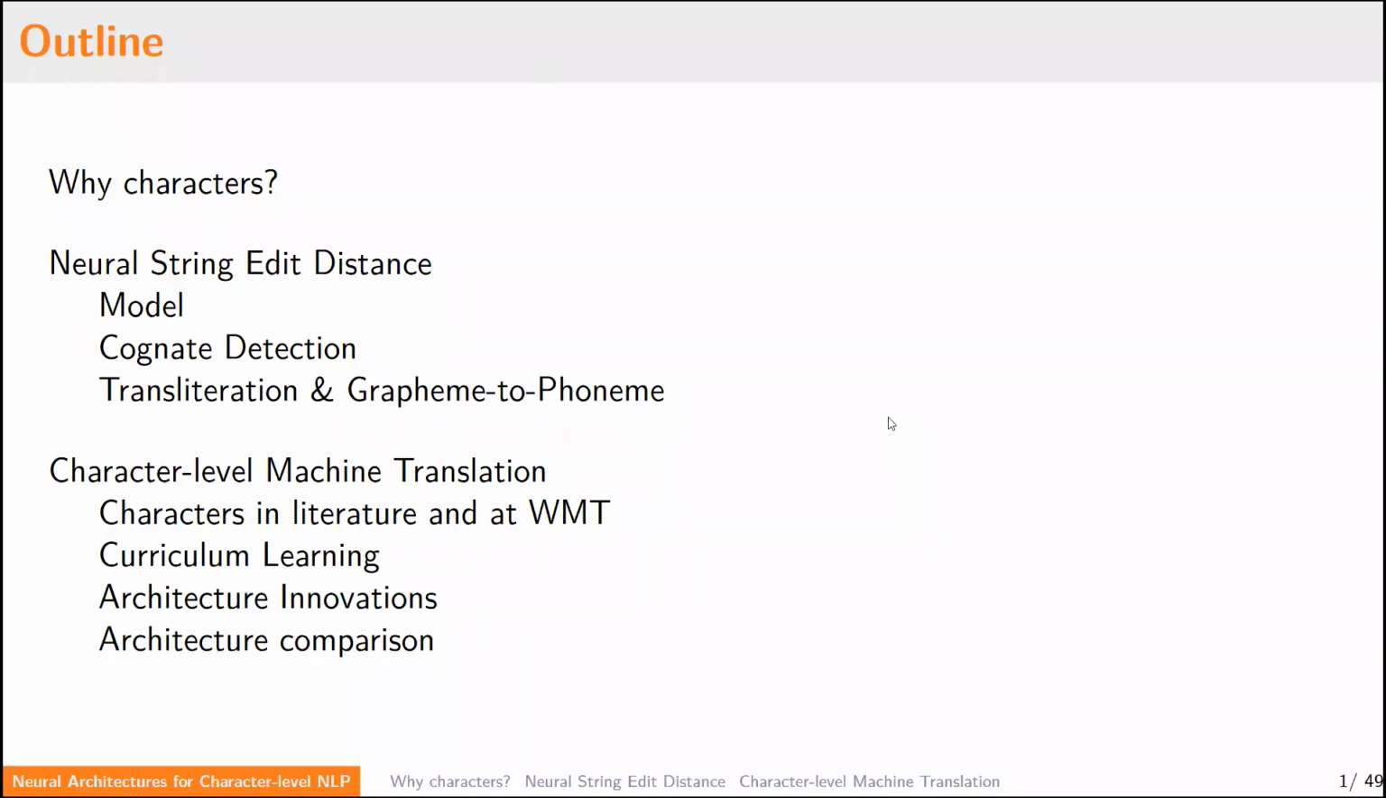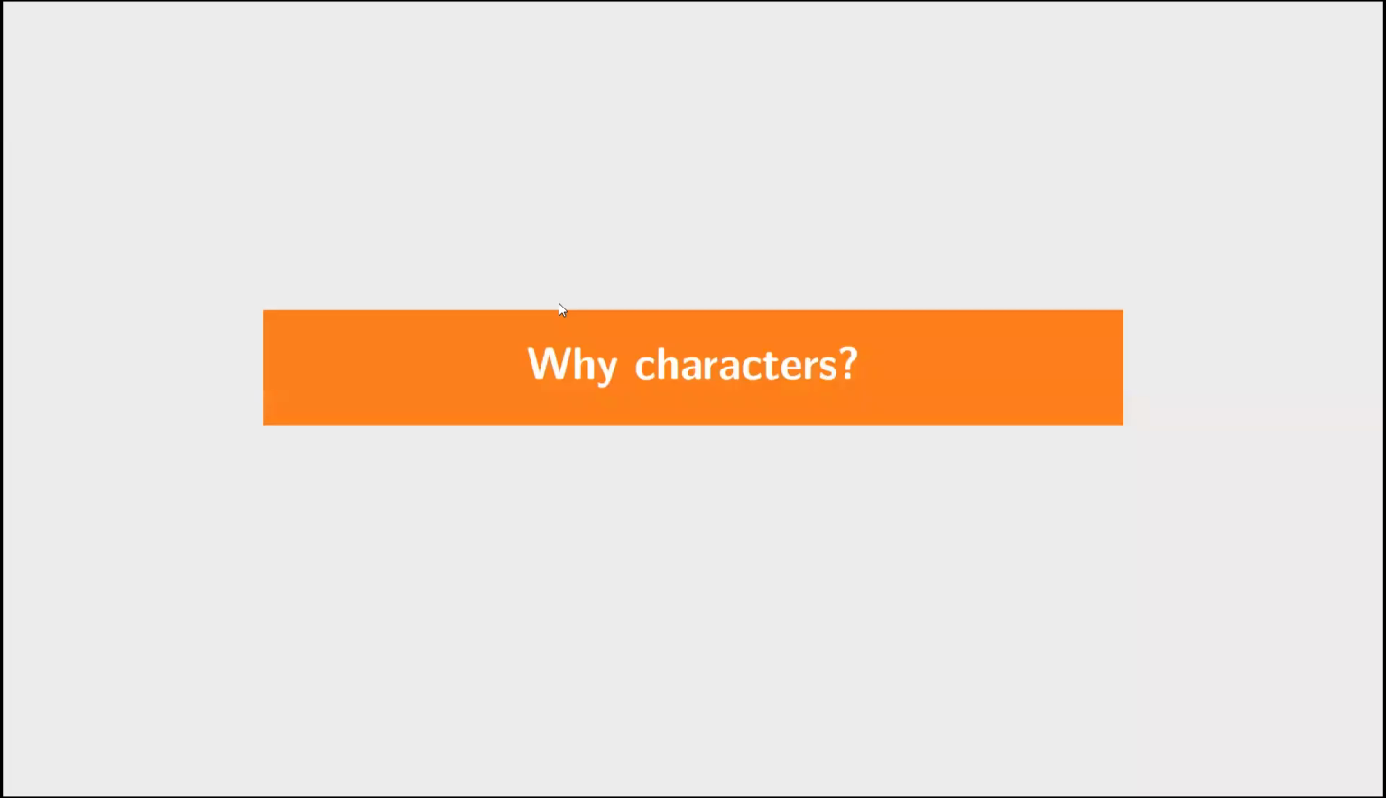Yeah, I'm gonna explain why I think doing character level NLP is interesting, and then I'm gonna introduce our novel approach for neural string edit distance. In the second half, I'm gonna talk about character level neural machine translation. So why do characters?